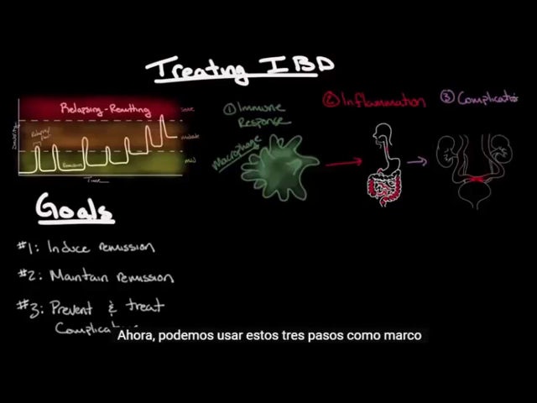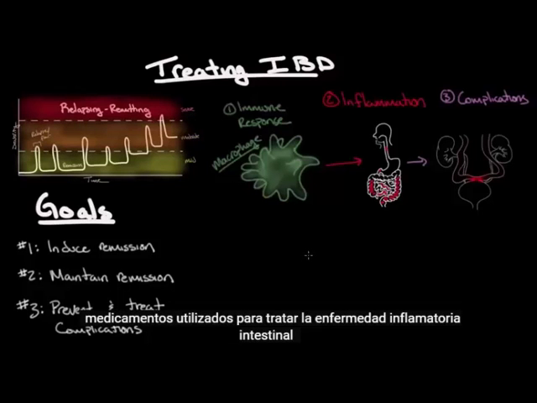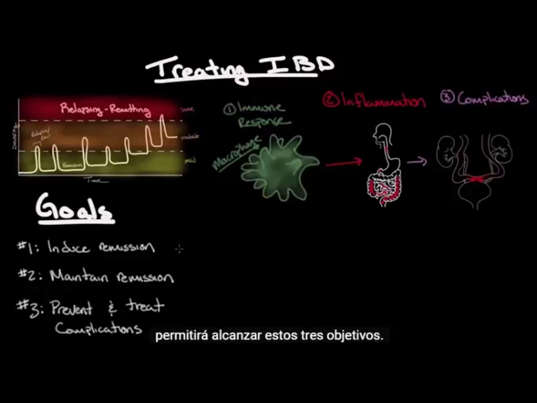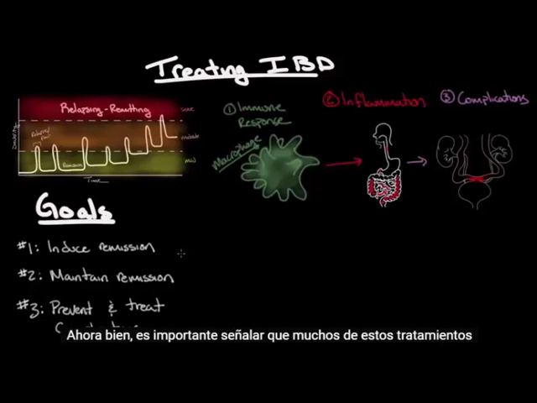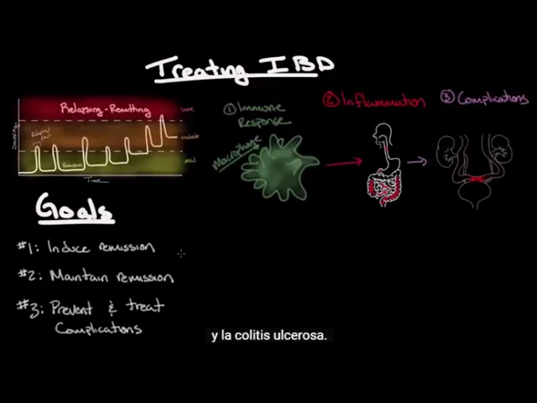Now we can use these 3 steps as a framework to develop a better understanding of how the different medications used to treat inflammatory bowel disease will achieve these 3 goals. Now, it is important to note that many of these treatments are effective for both Crohn's disease and ulcerative colitis, so I'm going to talk about them together. However, the efficacy of some of the medications may vary depending on the condition, whether it's ulcerative colitis or Crohn's disease, as well as it can vary from individual to individual.